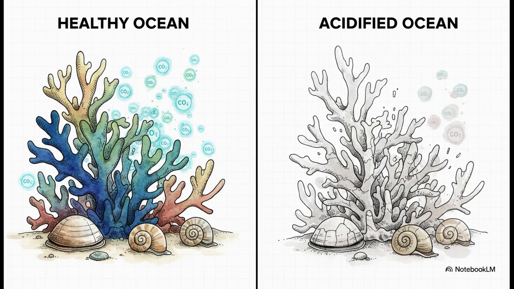So why do we even care about these carbonate ions? Well, think of them as the essential building blocks for creatures like shellfish and corals. They need these ions to build their shells and skeletons. So fewer building blocks means weaker shells, which is a huge problem for a ton of marine life. And that's the core of question 3.